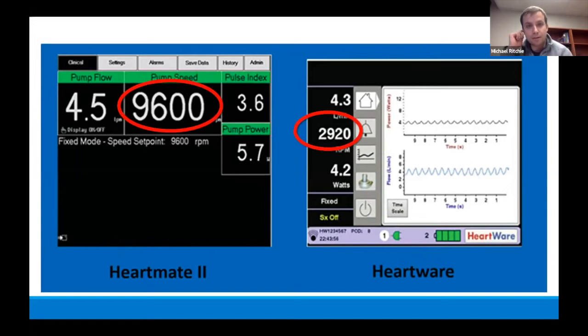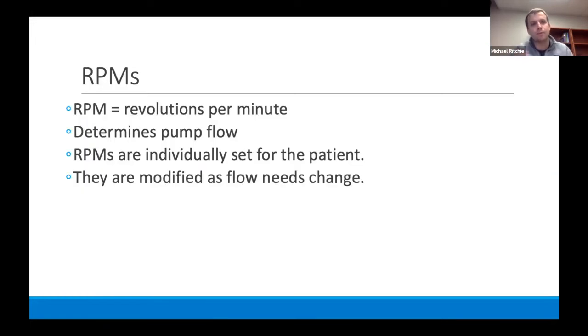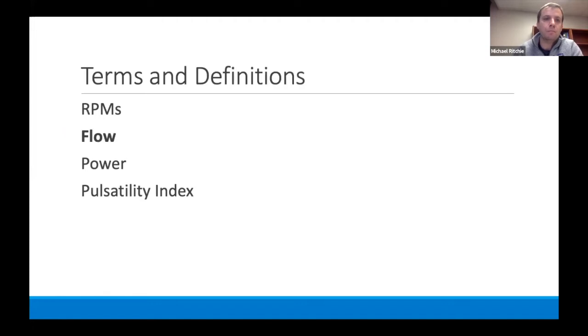The first thing to talk about is RPMs. The RPMs is just the revolutions per minute of the pump, and it determines pump flow. If you go up on the RPMs, the pump flow goes up. If you go down on the RPMs, the pump flow goes down. And the RPMs are individually set for the patient, and the patient usually knows what their RPMs are supposed to be and what it was set at. And they can be modified as the patient gets worse or as the patient improves. The team can actually go up and down on their RPMs.